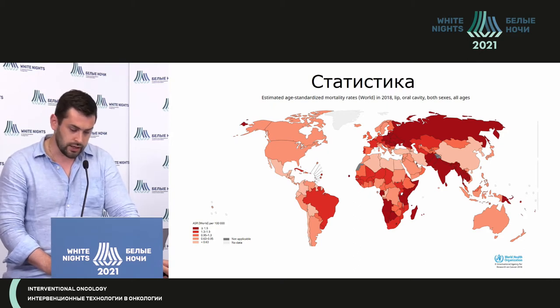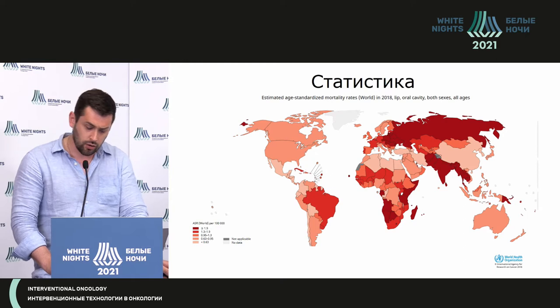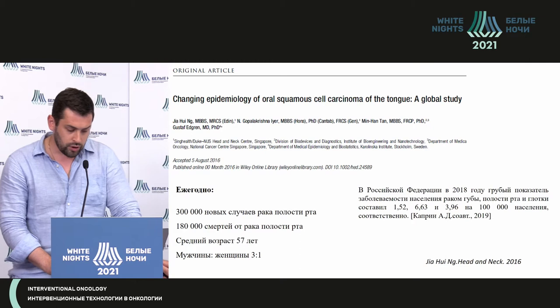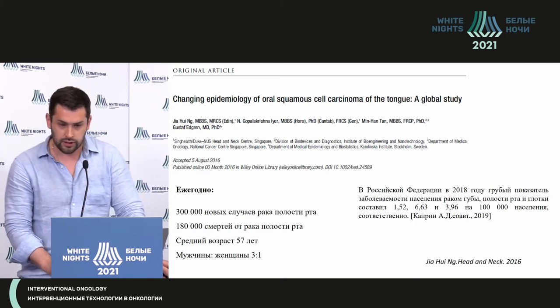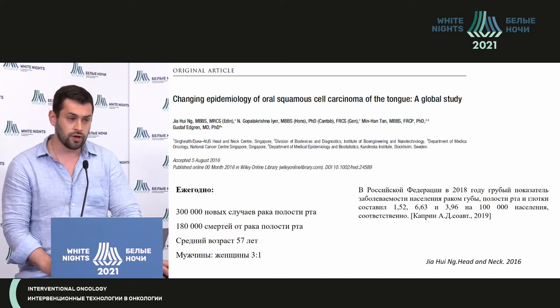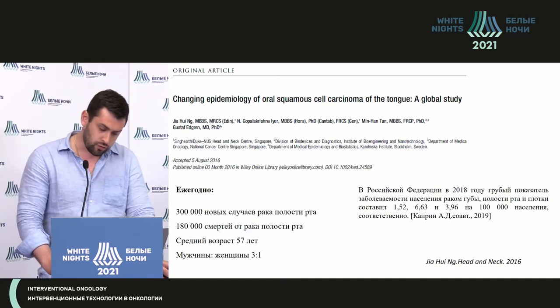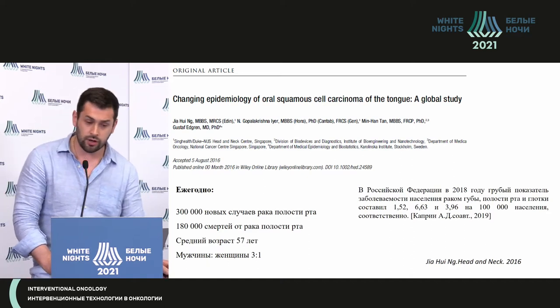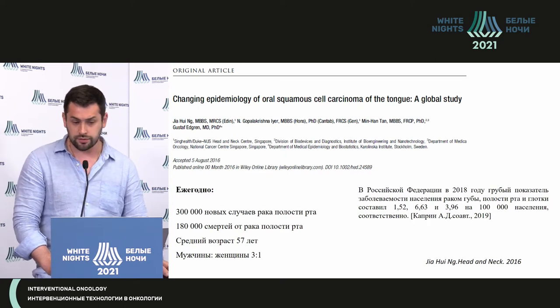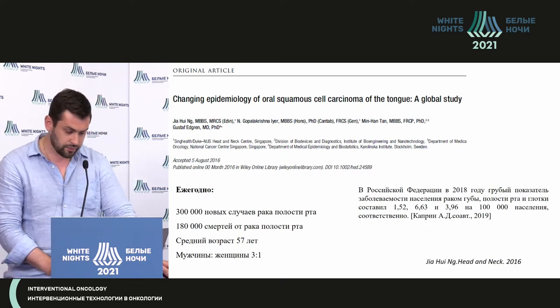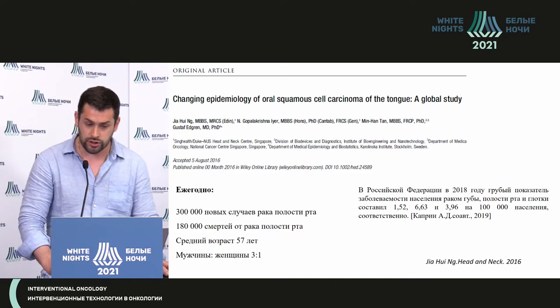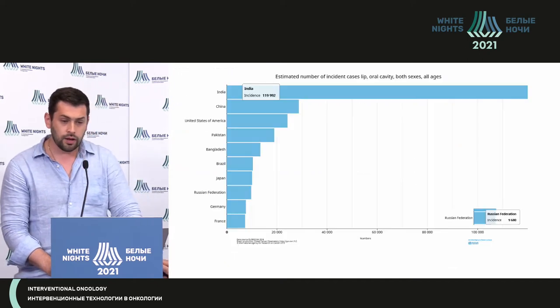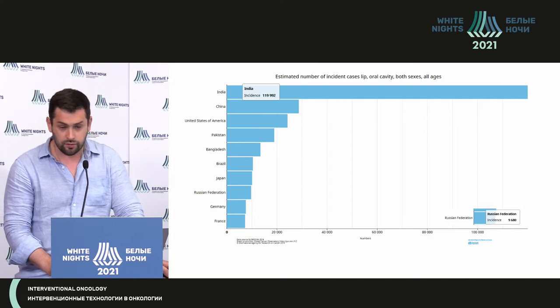As of today, the level of mortality of population in developed countries due to mouth cavity malignant neoplasms is pretty high. Mouth cavity tumors, tongue tumors are rather aggressive. Annually, some 300,000 new cases of mouth cavity cancer are registered, with 180,000 deaths. Average age of patients is 57, and the ratio of men to women is 3 to 1, mainly men.